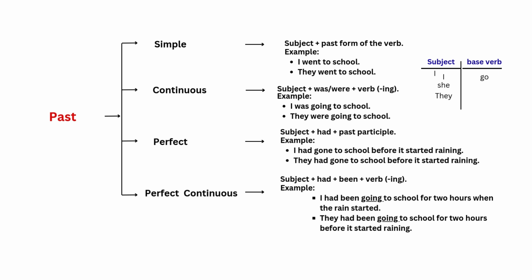They had been going to school for 2 hours before it started raining. Here, they is the subject. Had been is the auxiliary verb. Going is the main verb. To school is the object. For 2 hours indicates the duration of time. Before it started raining is another action in the past.